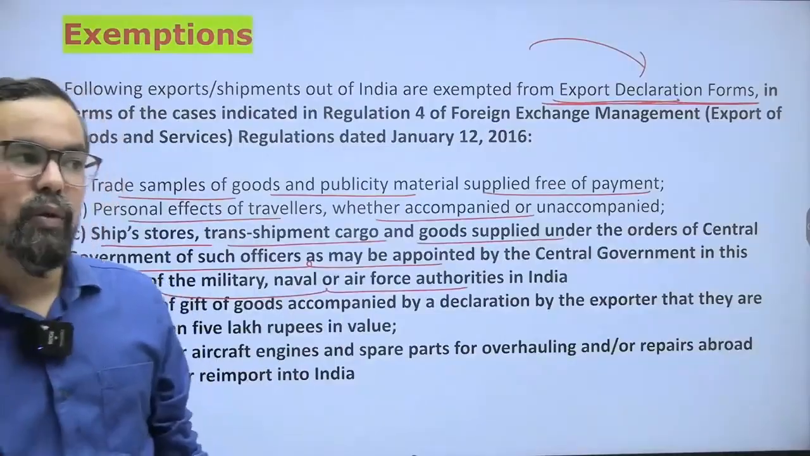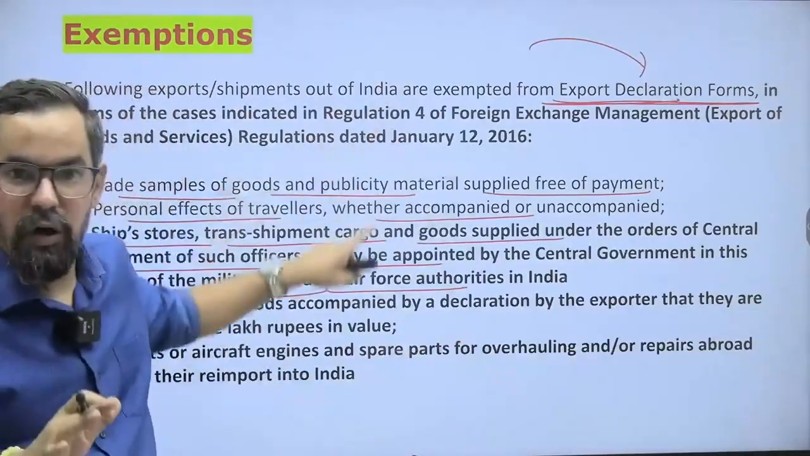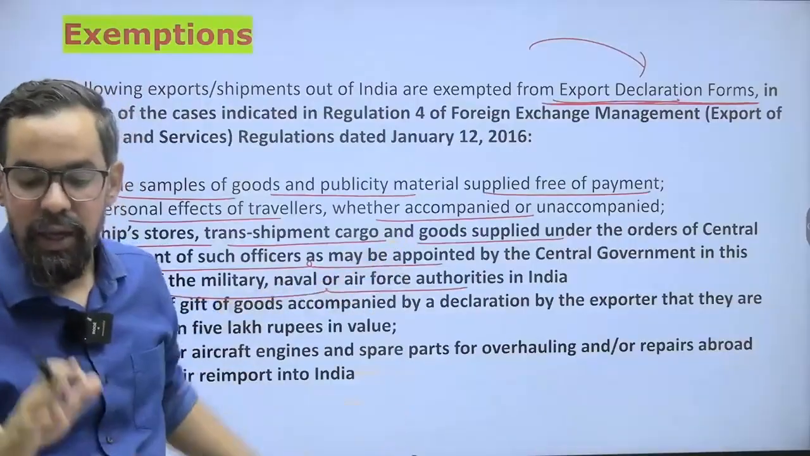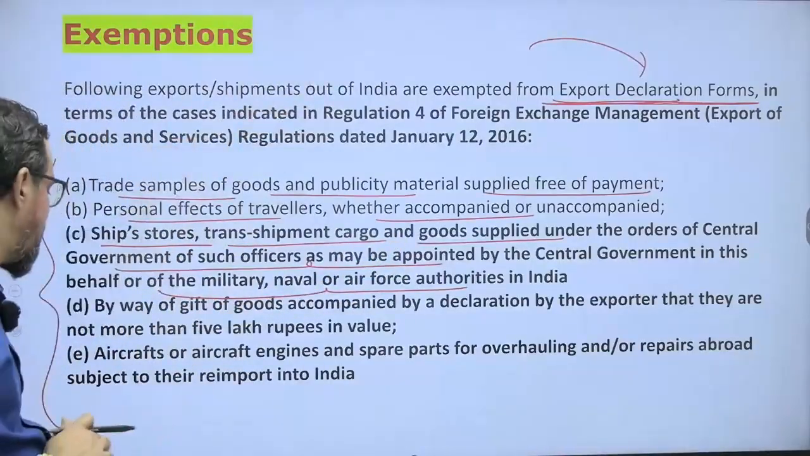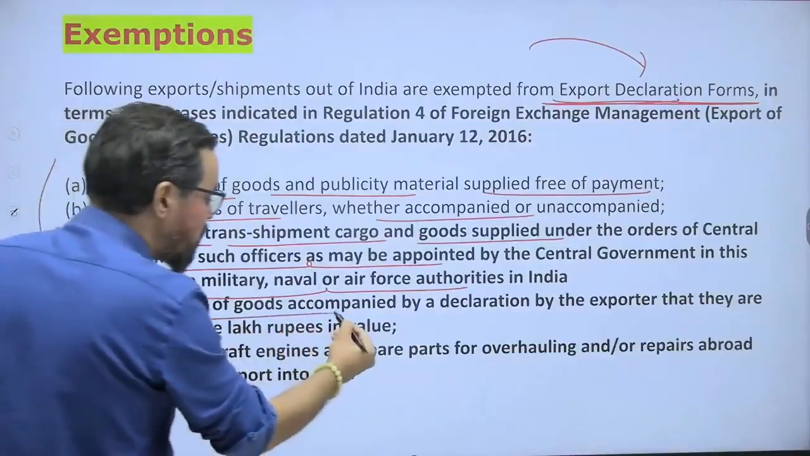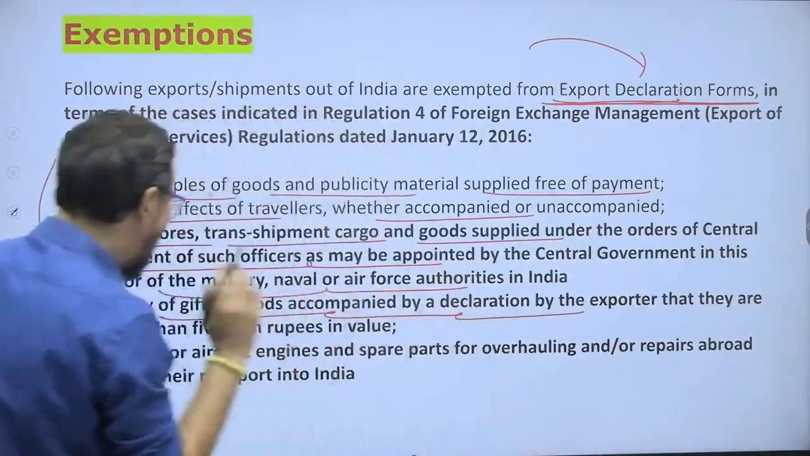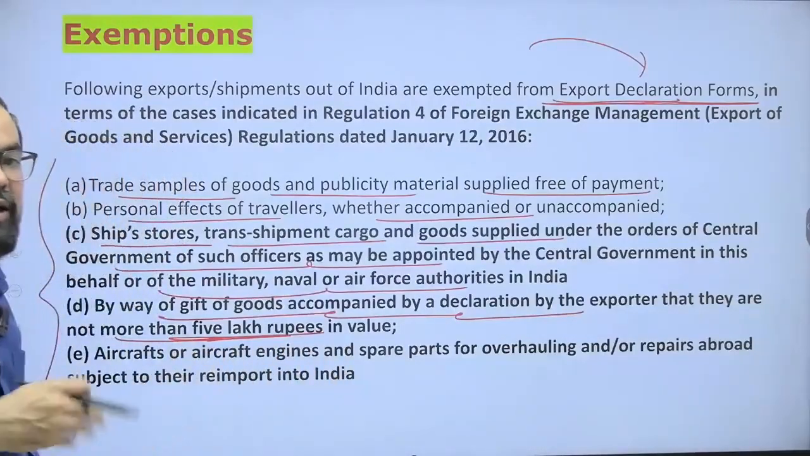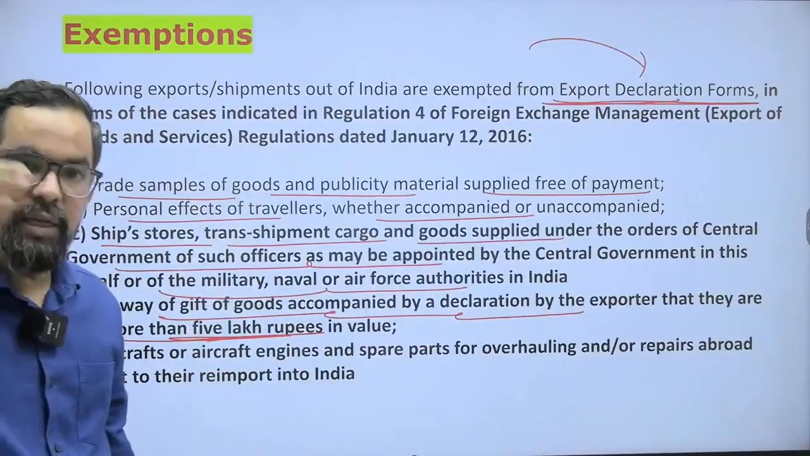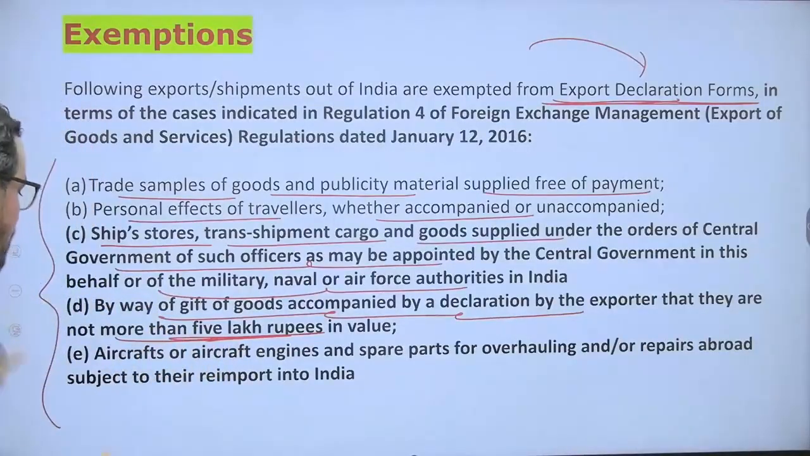Let's say we provided some aid to some other countries, so that order is passed by the central government. In that case also we do not require this EDF, okay? By way of gift of goods accompanied by the declaration by the exporter that they are not more than 5 lakh rupees, okay? So if you are giving a gift to someone abroad and the gift value is less than 5 lakh, again not required.